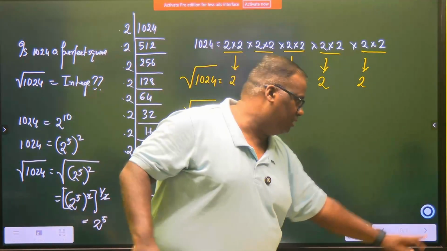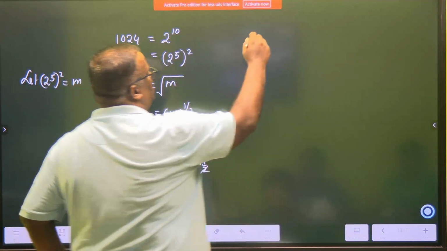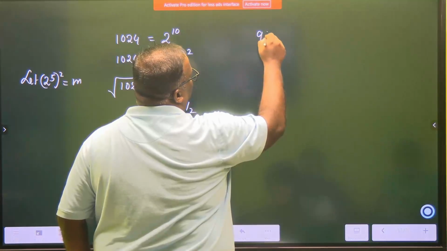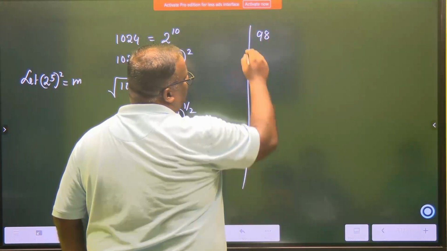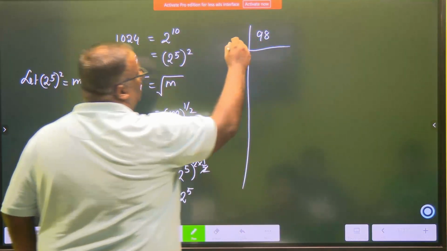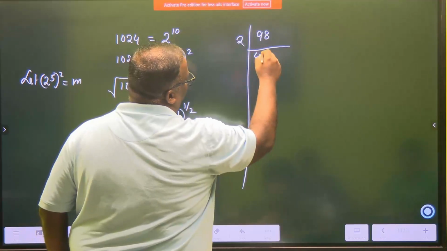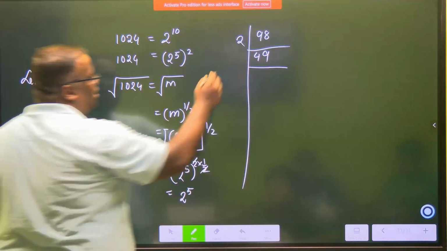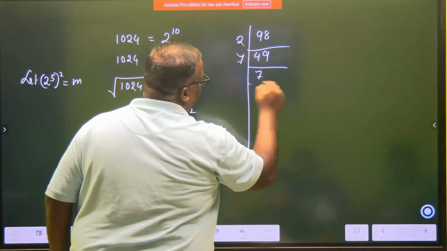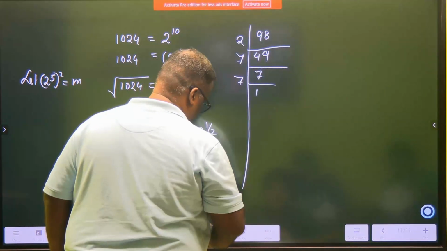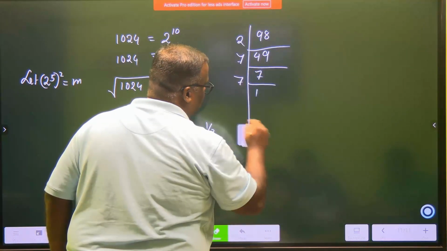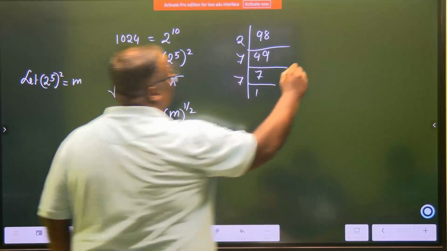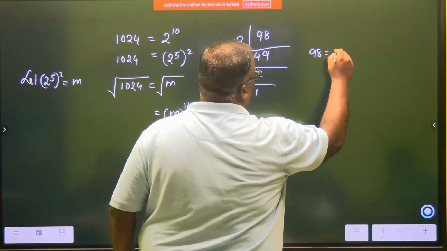One more example, okay? Let's take a number, say we have a number 98. Let's do the prime factorization of 98. Fatafat. 2 4 times 8, 49. Then 49 ko kisi bhi prime factor is 7. So 7 into 7. Then 7 ones are 7. All of you understood this much? Okay. Now let's write 98 in terms of its prime factors.